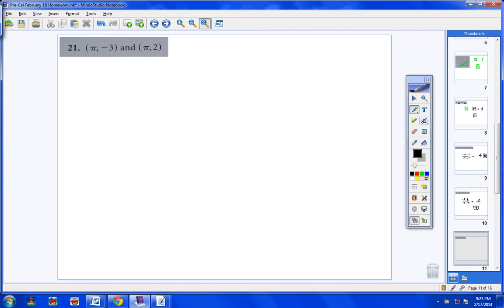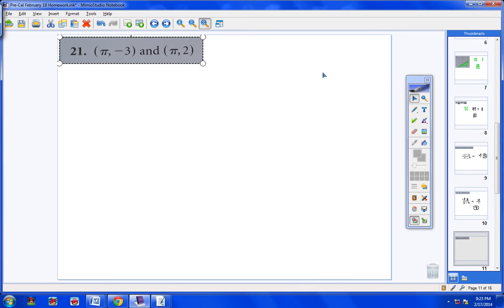All right, here we go. Hopefully I will be a little more careful with my mistakes. Okay, let's find the slope of the line that passes through these two ordered pairs. So first of all, we're going to do y minus y. So negative 3 minus 2. Negative 3 minus 2. And then in the denominator, we're going to put x minus x, which is pi over pi.